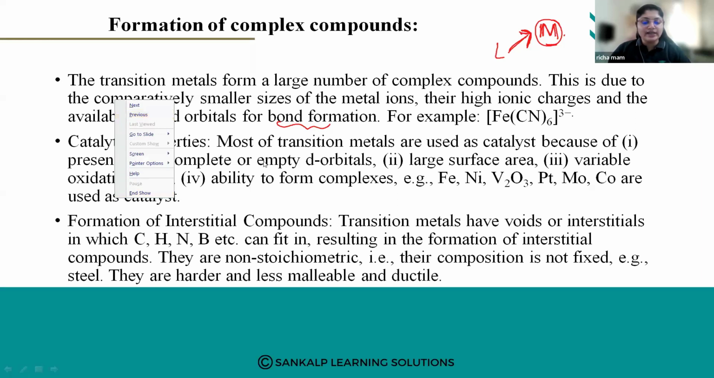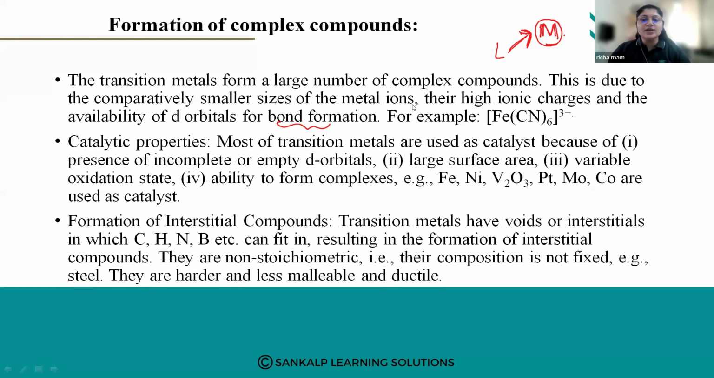Next is catalytic property. What is the catalytic property here? Most of the transition metals are used as catalysts. Now we know the role of a catalyst. What does a catalyst do? It will increase the rate of reaction without any alteration in the equilibrium. So a catalyst is used in speeding up the rate of reaction. Most of the transition metals are used as catalysts.